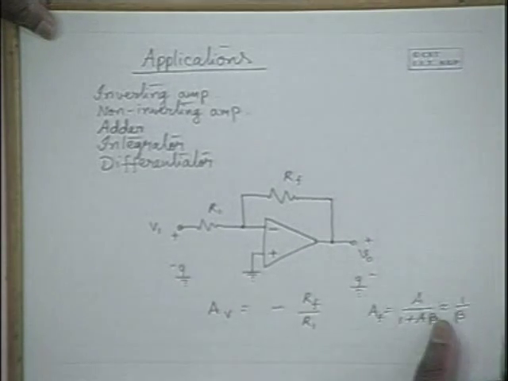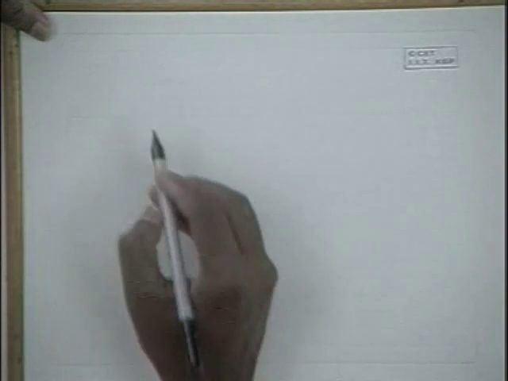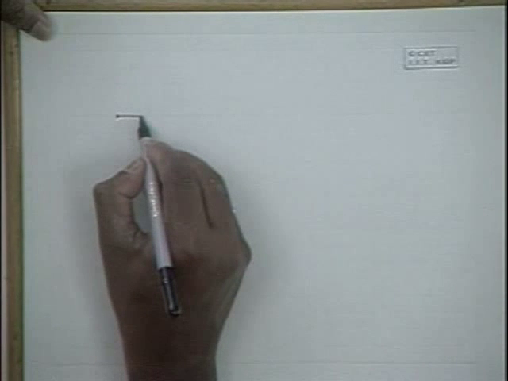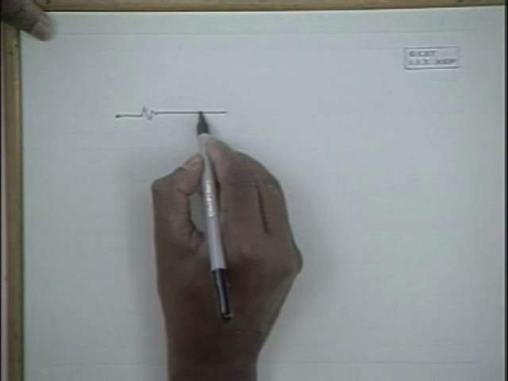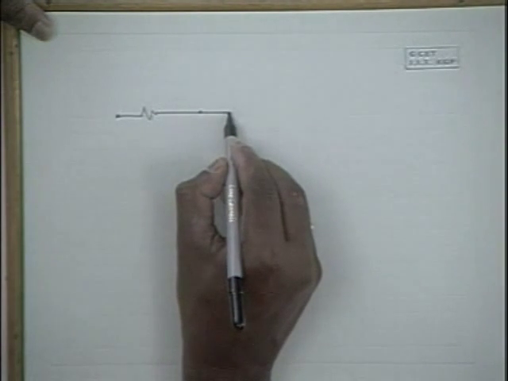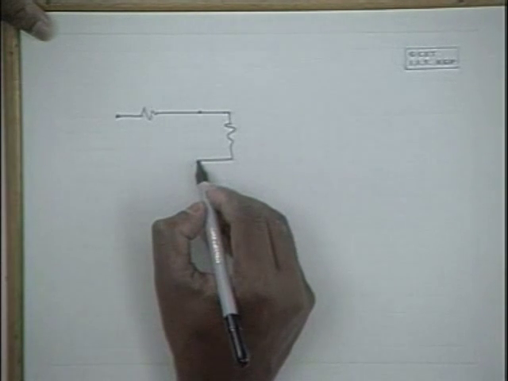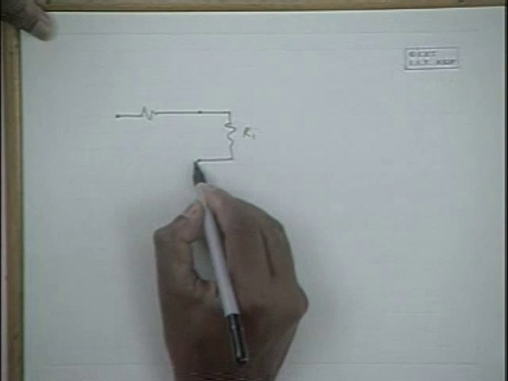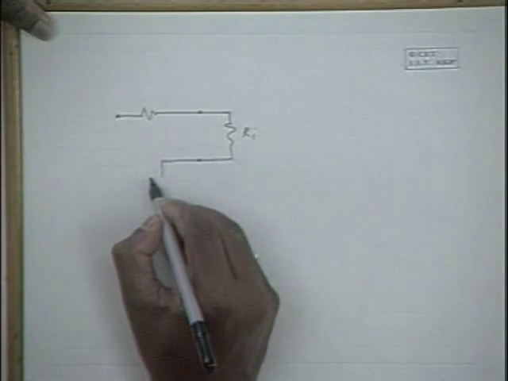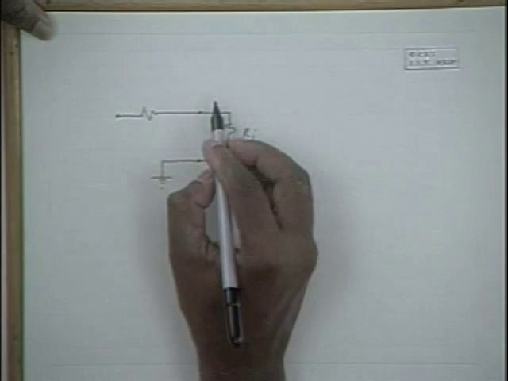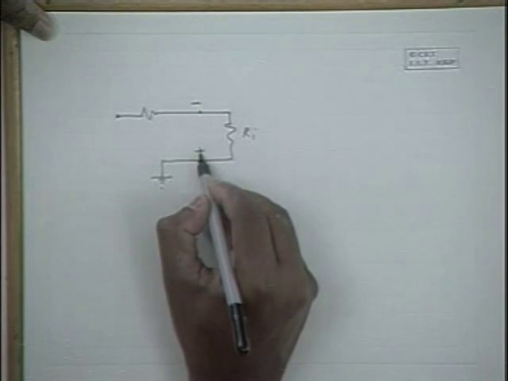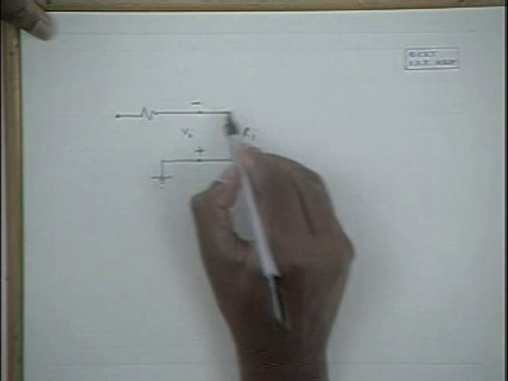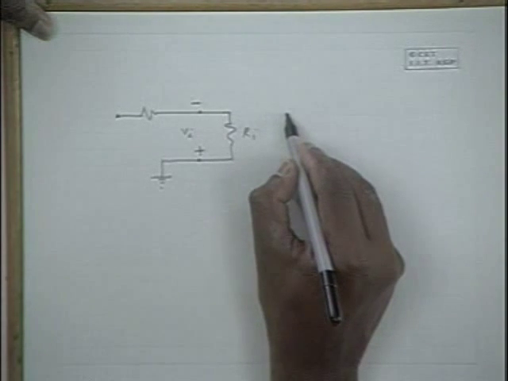Now with this included, the equivalent circuit can be shown like this. Between the inverting terminal and the non-inverting terminal, we have the input resistance Ri here, and this terminal is grounded. This is negative, positive. So this is Vi.